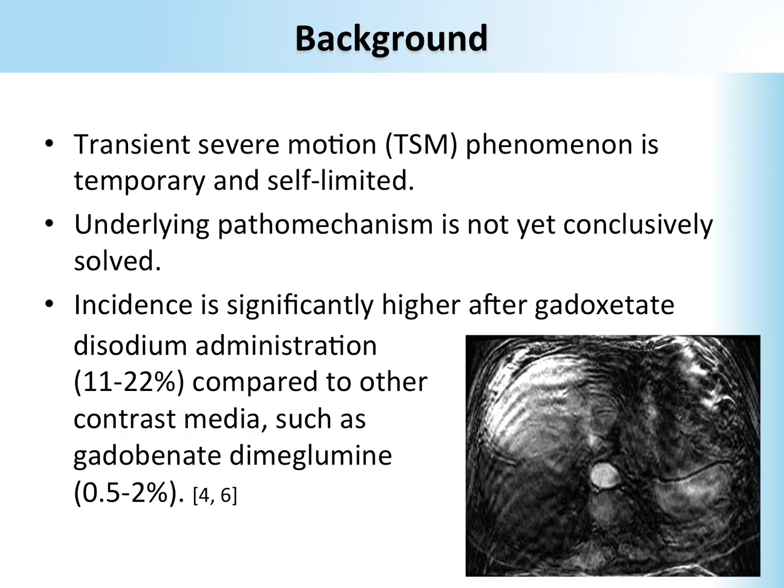This phenomenon of a respiratory artifact is temporary and self-limited, wherefore also the term of transient severe motion, or TSM, is often used. It's believed to be caused by an acute transient dyspnea in the patient, however, the underlying pathomechanism is not yet solved. It has been shown that with gadoxetate disodium it reaches incidences of about 11 to 22%, and with that, those artifacts are significantly higher with this contrast media compared to others like gadobenate dimeglumine, for instance.